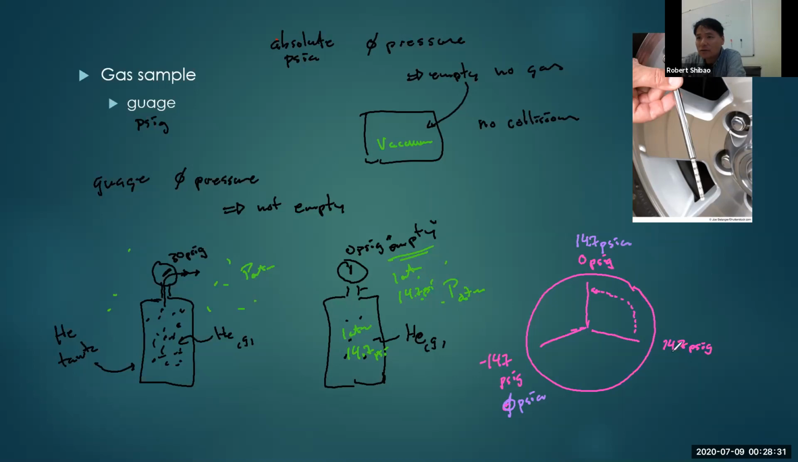And over here, this would be 29.4 psia. So it turns out that the gauge 0 psig is equal to the atmospheric pressure. Absolute.